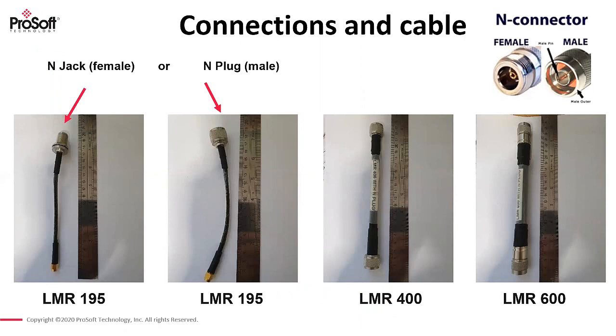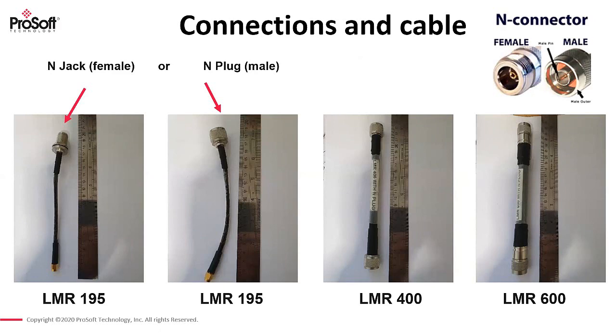We get different types of cable. So the cable on the left here, these two, it's what we call LMR 195. It's very thin and flexible. Generally, we would use this when we mount the radio inside a panel. We would use a short LMR 195 cable to the edge of the panel. And then there's a thicker cable, LMR 400. This we would use on the outside of the cable.